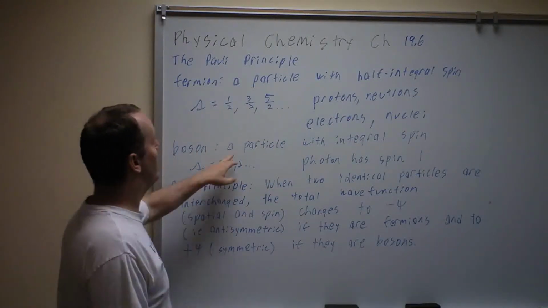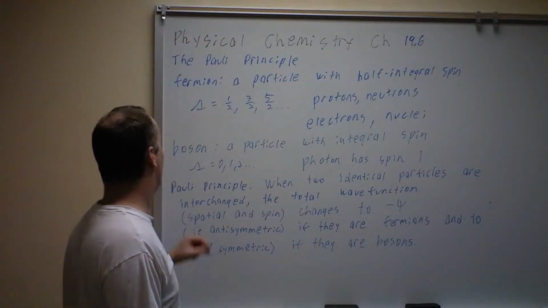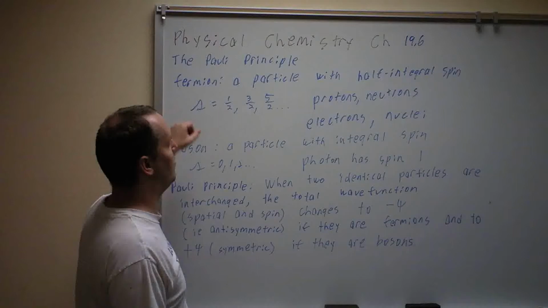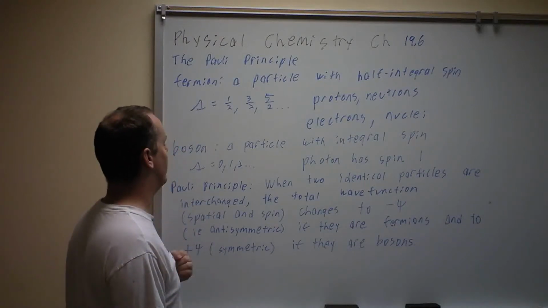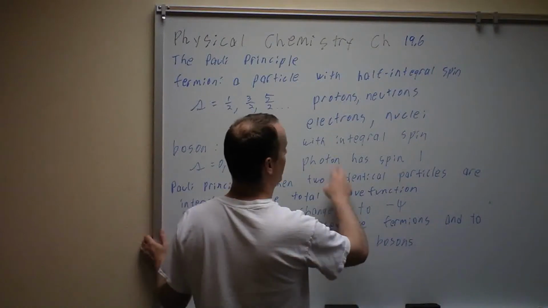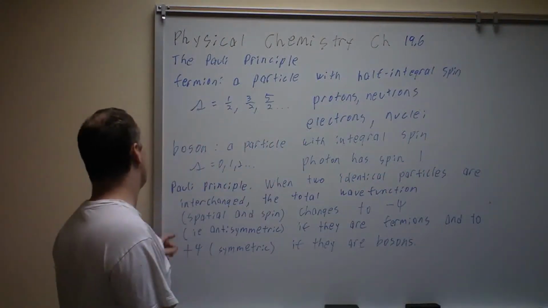A boson is a particle that has an integral spin. So s can be 0, 1, 2, 3. This is lowercase s for the intrinsic spin quantum number, remember. For example, I already mentioned before that a photon has spin of 1.